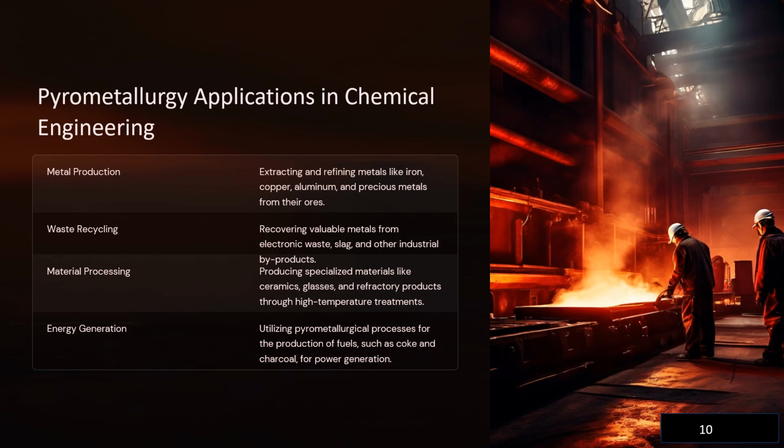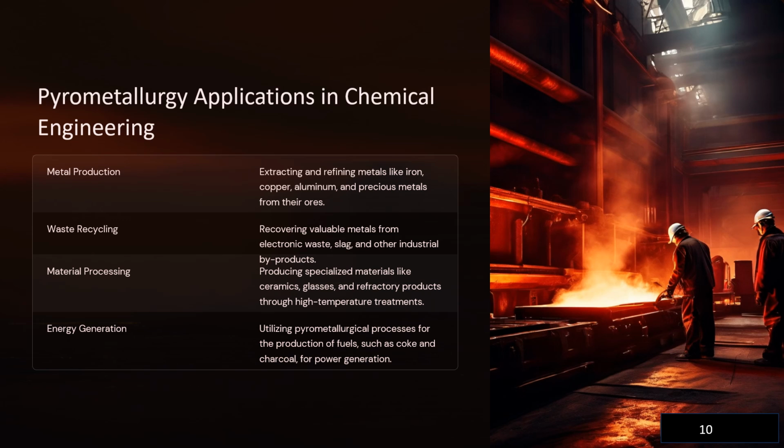So now, lastly, on our last slide, we will talk about pyrometallurgy applications in chemical engineering. So we have metal production, extracting and refining metals like iron, copper, aluminum, and precious metals from their ores. Through the pyrometallurgical process, we are able to extract and refine metals. Waste recycling, recovering valuable metals from electronic waste, slag, and other industrial waste. We can also recycle waste through the pyrometallurgical process.